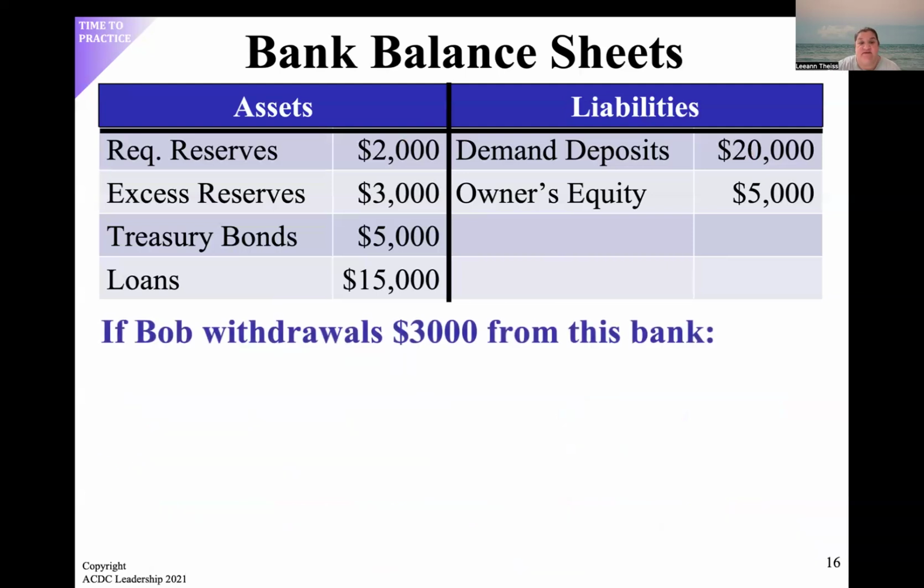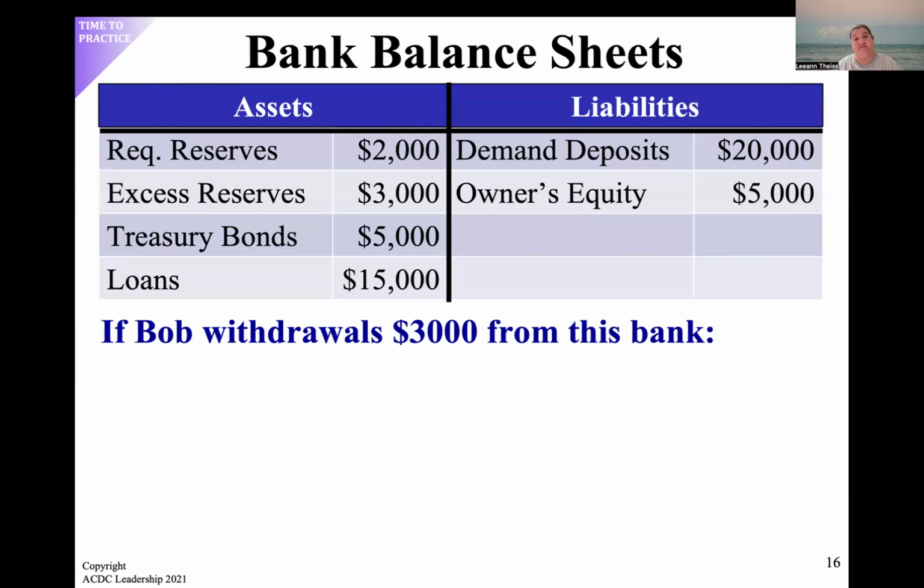The next one says, Bob withdraws $3,000 from this bank. So now we have to go backwards. There are a couple of ways that you can do this going backwards because we get a little caught up in, well, if I'm withdrawing the money, am I withdrawing all of it from excess reserves? Am I withdrawing all of it from required reserve? Like, where do I take the money out of? Do I take it out of this one? Do I take it out of that one? The way that has worked best in my mind is to do the same split that we did with the deposit, meaning this much is going into required reserves and this much is going into excess reserves. I do that same split with a withdrawal.